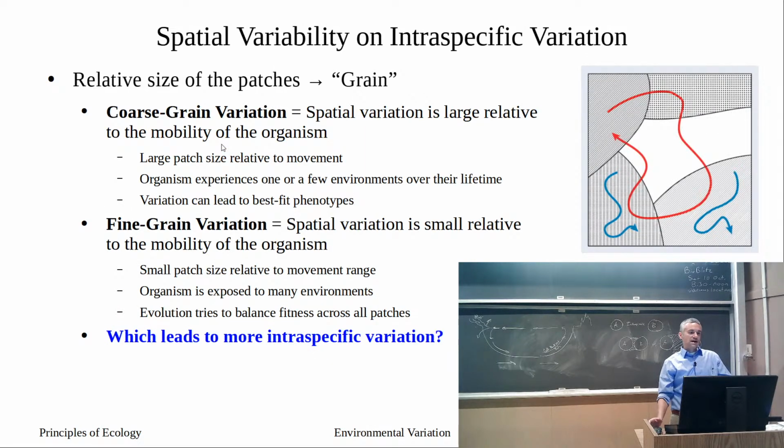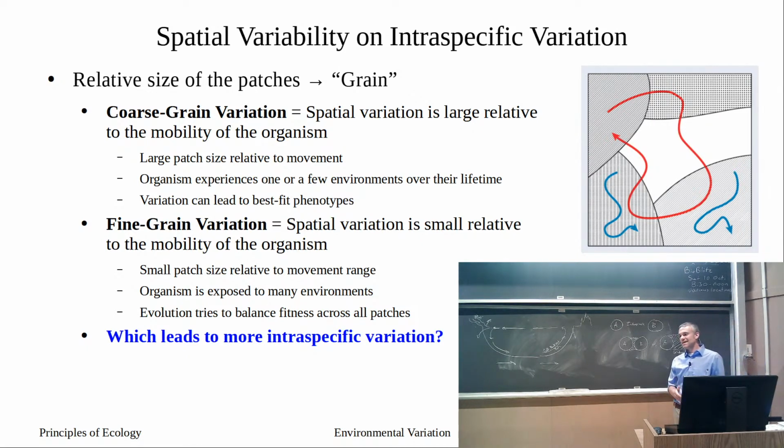And the relative size of the patches. How big are the patches? And for this, we're talking about how big these patches are relative to the movement of our organism. This is basically a concept called grain. So we can have a coarse grain variation or a fine grain variation. And you can think of this as kind of resolution, like TV resolutions.